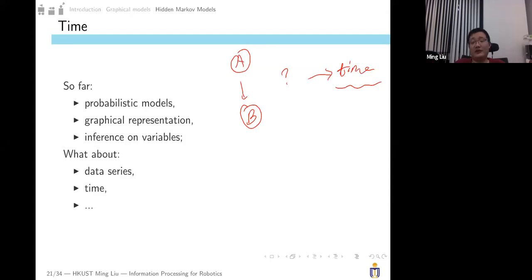And this problem is important for robotic applications, right? Because robots usually work in the real world. In the real world, there is always time. Time always matters. And we want to grant a timestamp to each of these random variables. Okay? So that's the thing we will discuss as follows.